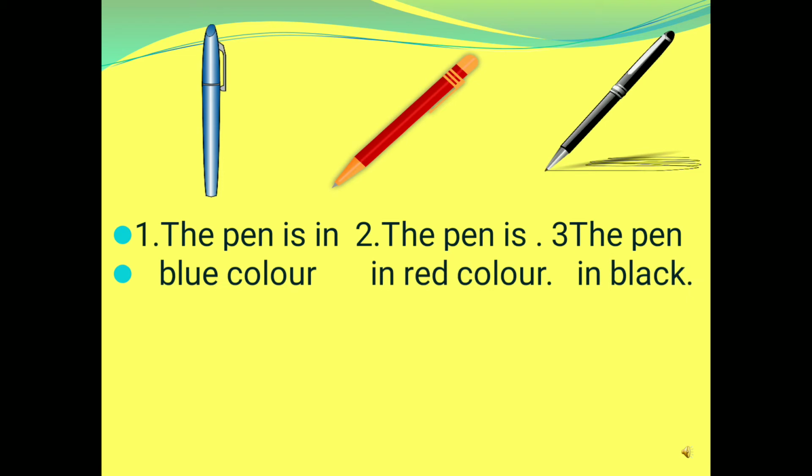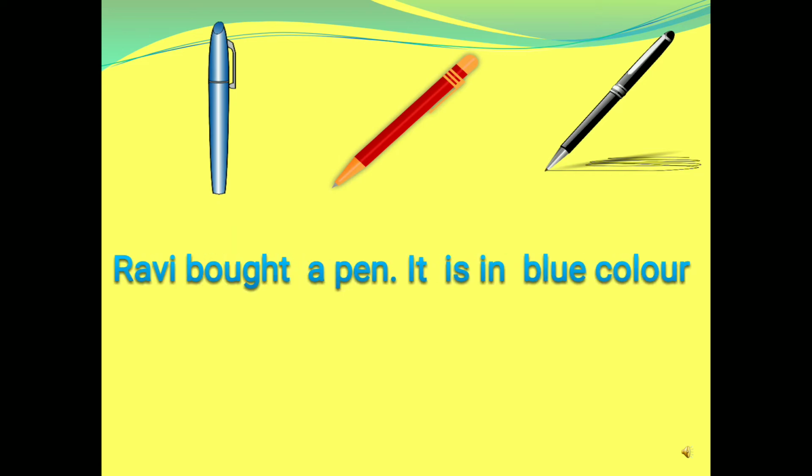Now look at this picture. There are three pens. The first pen is in blue color, the second pen is in red color, and the third pen is in black color. Suppose Ravi bought a pen. It is in blue color. Here also there are two independent sentences and they do not depend on each other, and each sentence gives its own meaning without depending on the other sentence. Ravi bought a pen. It is in blue color.